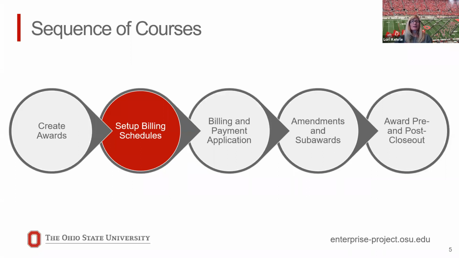So, as I mentioned earlier, we are in the second session of the courses that we are all learning to do. This slide demonstrates the 5 courses in the awards and grants curriculum training. Everyone should have attended a session on creating awards. For today's course, we are going to walk through the process of setting up the billing schedule, and we will definitely reference the information in the Create Awards process in Workday.